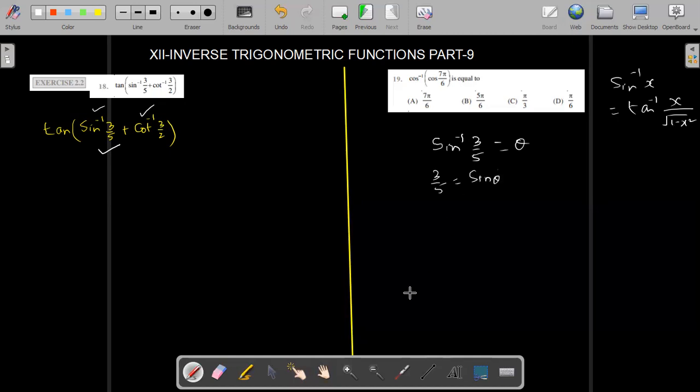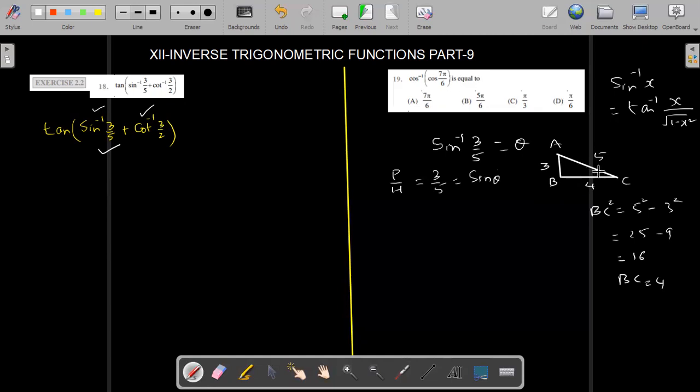Now you have to draw a right angle triangle. And sine theta is equal to what? Perpendicular upon hypotenuse. So hypotenuse will be 5, perpendicular will be 3. Then by Pythagoras theorem in triangle ABC, you can find BC. So BC square will be equal to AC square minus AB square, 5 square is 25 minus 3 square 9, that is equal to 16. Therefore, BC will be equal to 4.